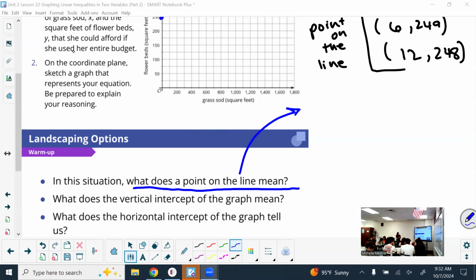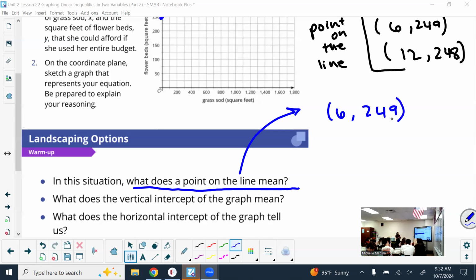So it does explicitly say in some of the words in our problem, but it's even easier because they gave us a graph with the axes labeled. So if you read the x-axis, and this is a great strategy, so you're all paying attention, if they give you a graph, that's even better than having to reread the paragraph, because what the x represents should be on your x-axis. So what does it say on the x-axis? Grass sod in square feet. So if I have a point on the line, maybe one of these two, we can use as an example.